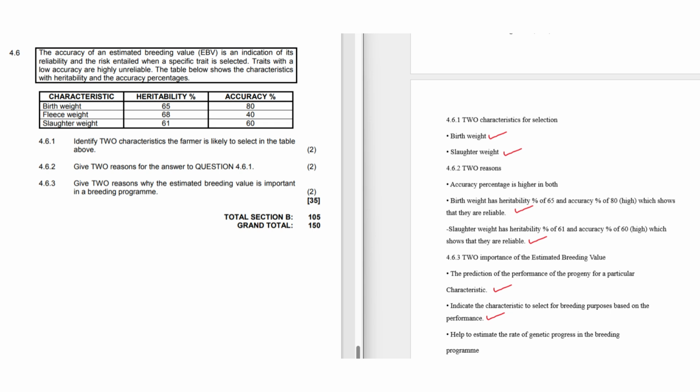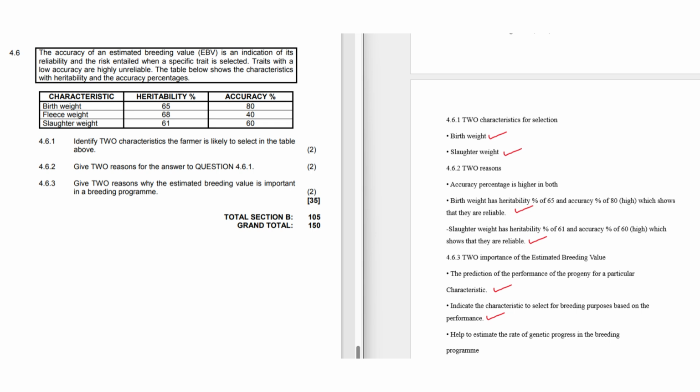Identify two characteristics the farmer is likely to select in the table above. So two characteristics. We want those ones that have high percentages. So we have 65 and 80. Yes, I can take this one. Birth weight, okay, we take birth weight. Fleece weight, no, we can't take fleece weight because of this red flag of 40%, which is low. No, don't take fleece weight. Slaughter weight, yes, you can take slaughter weight because it has 61 and 50. So birth weight and slaughter weight.